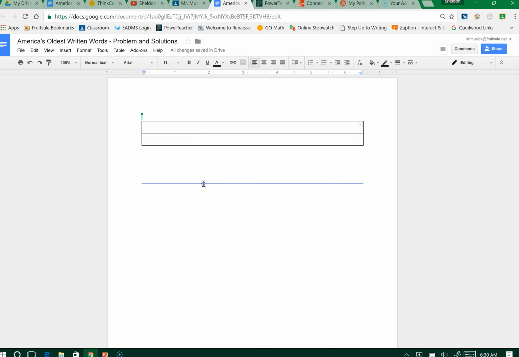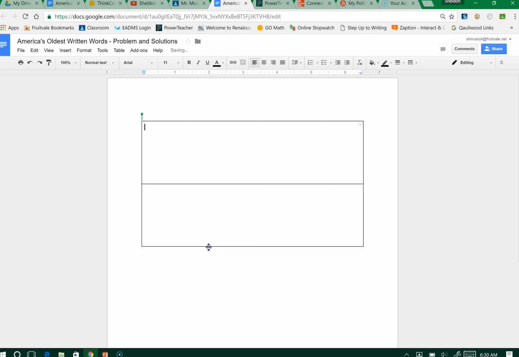And then I'm just going to click on these lines to make my boxes a little bigger, even though those boxes would get bigger for me automatically. Then I'm going to center my text. And I'm going to say this is my box for the problem. Click down in the lower box, center it again. And this is my solution. Okay. I'm going to go to the first box. I'm going to hit enter to space down. I'm going to left justify or left align again, so the cursor is back all the way over to the left. And now I'm going to decide what the problem was in the text America's Oldest Written Words.